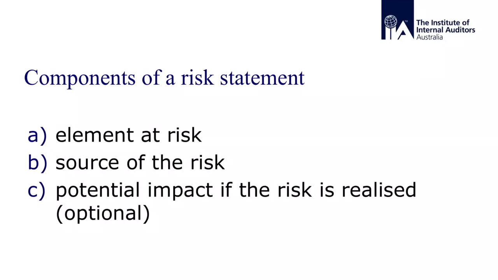Including the element at risk provides clarity on the nature and scope of the risk. It directs attention to the function, activity, or event that is at risk. Including the source of the risk helps to identify existing controls, as these controls should target the source and/or reduce or remove the likelihood of the risk occurring.